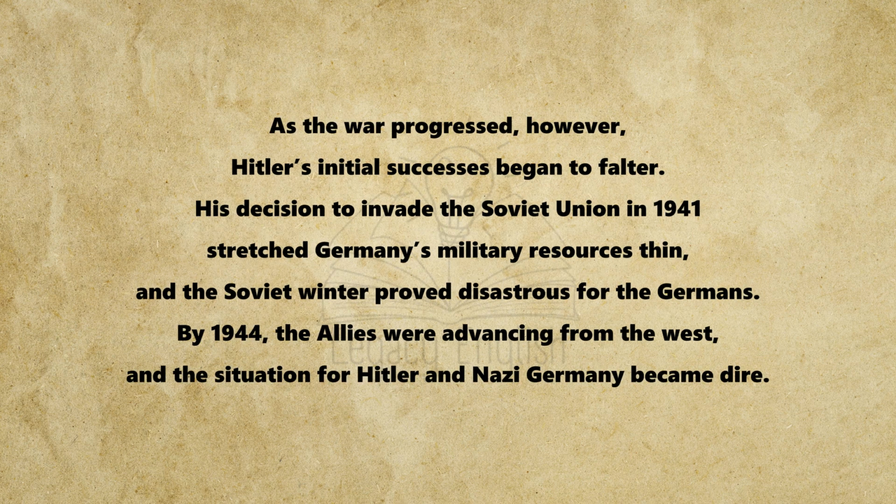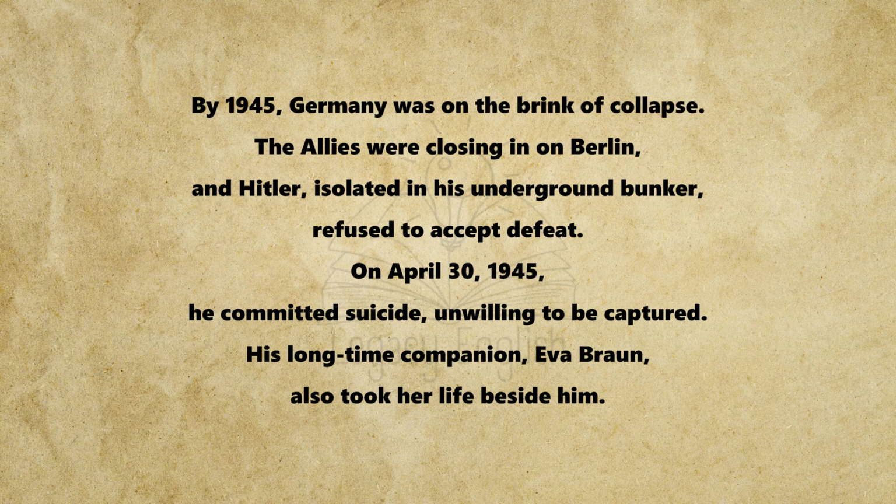As the war progressed, however, Hitler's initial successes began to falter. His decision to invade the Soviet Union in 1941 stretched Germany's military resources thin, and the Soviet winter proved disastrous for the Germans. By 1944, the Allies were advancing from the West, and the situation for Hitler and Nazi Germany became dire. By 1945, Germany was on the brink of collapse.